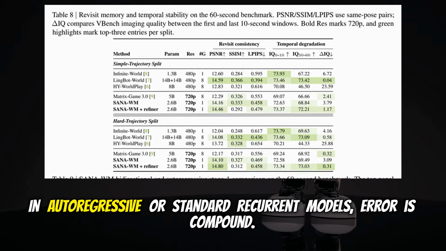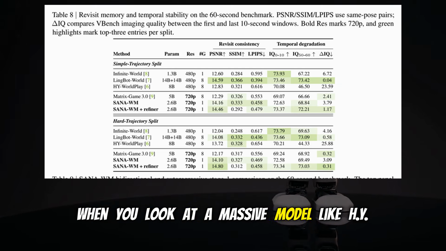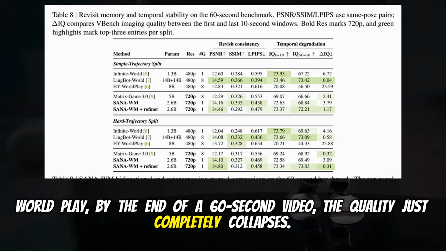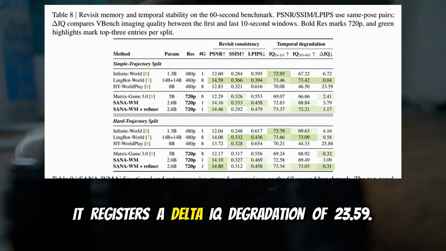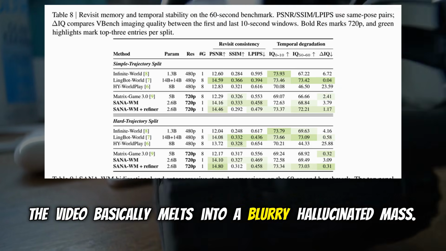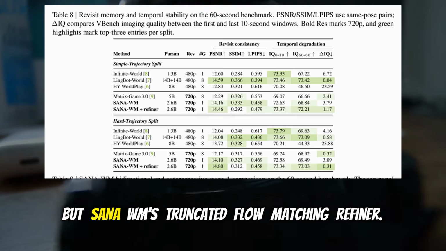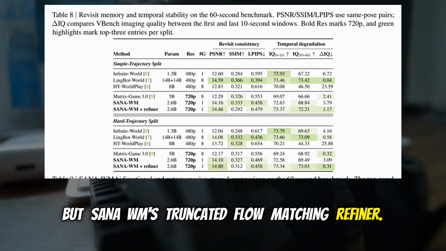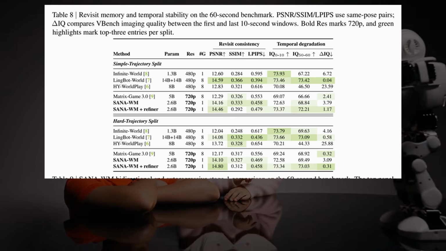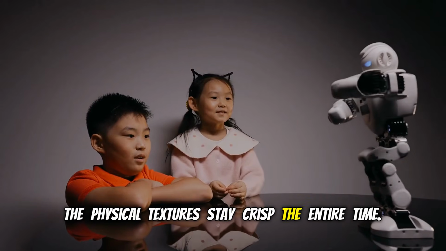In autoregressive or standard recurrent models, errors compound. When you look at a massive model like HY World Play, by the end of a 60-second video, the quality just completely collapses. It registers a delta IQ degradation of 23.59. The video basically melts into a blurry, hallucinated mess. But SanaWM's truncated flow matching refiner drops that degradation down to just 1.1. The physical textures stay crisp the entire time.